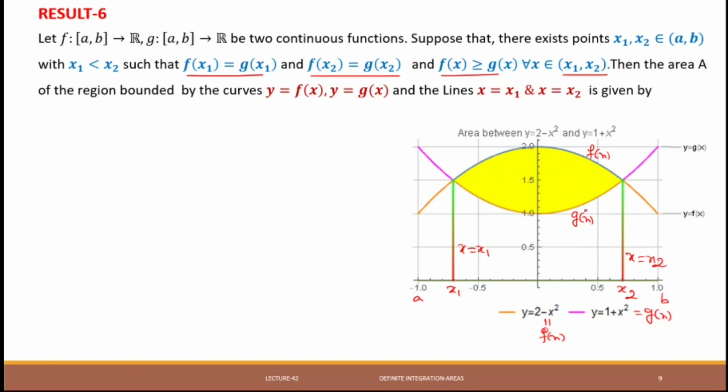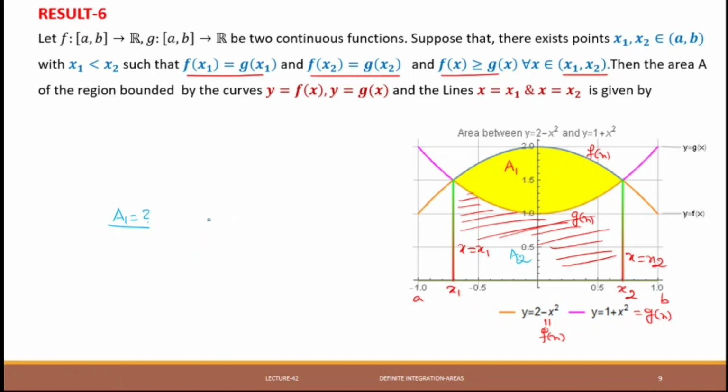Now, how do I find this area? Let me denote the complete region, bounded by the lines x is equal to x1 and x is equal to x2, by A2, and the shaded region by A1. So I need to find A1. This is what I need to find.